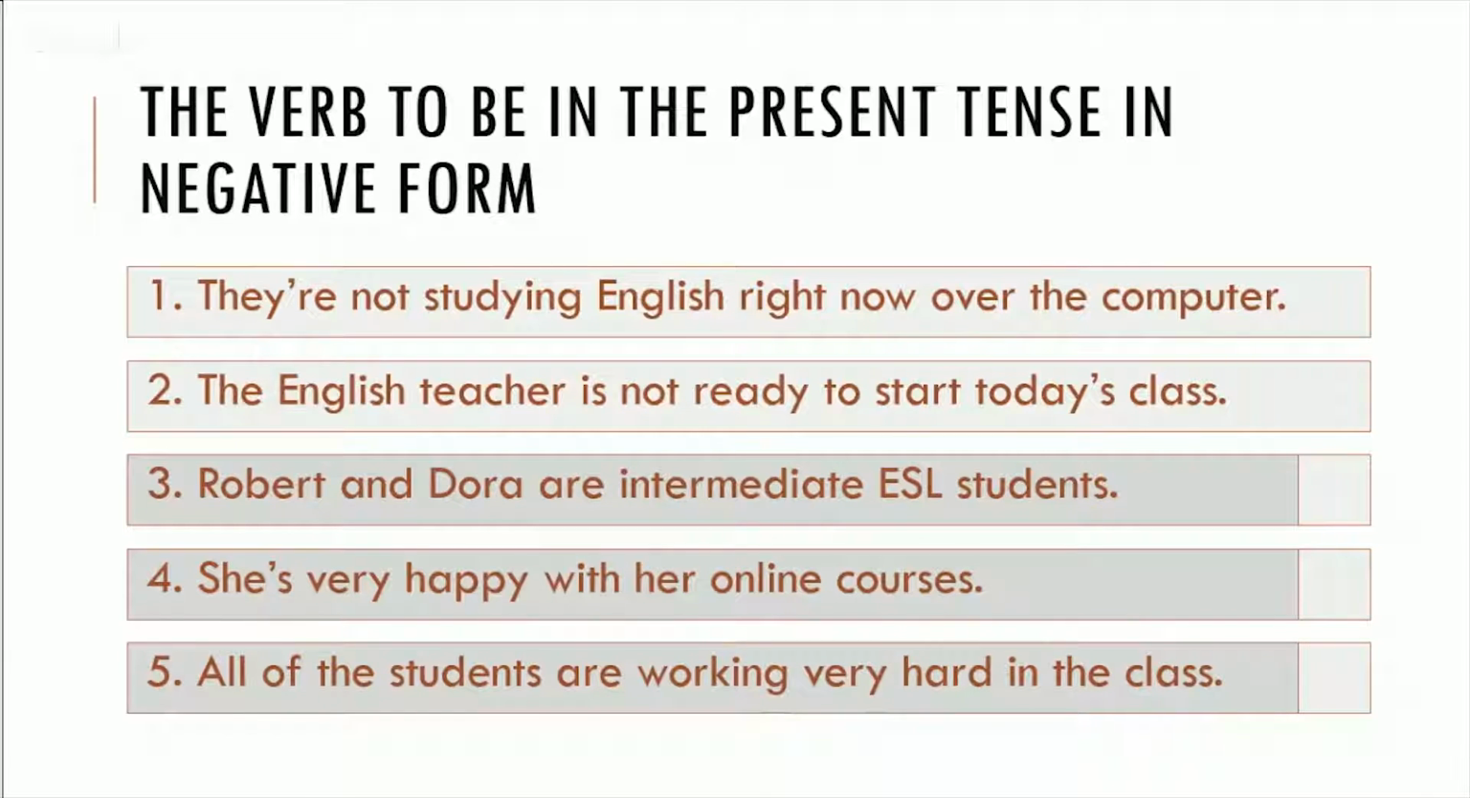So for example, Robert and Dora are intermediate ESL students. To change it to negative, you're going to want to write it the way that one of our students wrote it on the chat. Robert and Dora are not intermediate ESL students. I see Mariana, she also gave an answer. Robert and Dora aren't intermediate ESL students. That's also correct. And we see Rafael saying Robert and Dora are not intermediate ESL students, and that is correct.